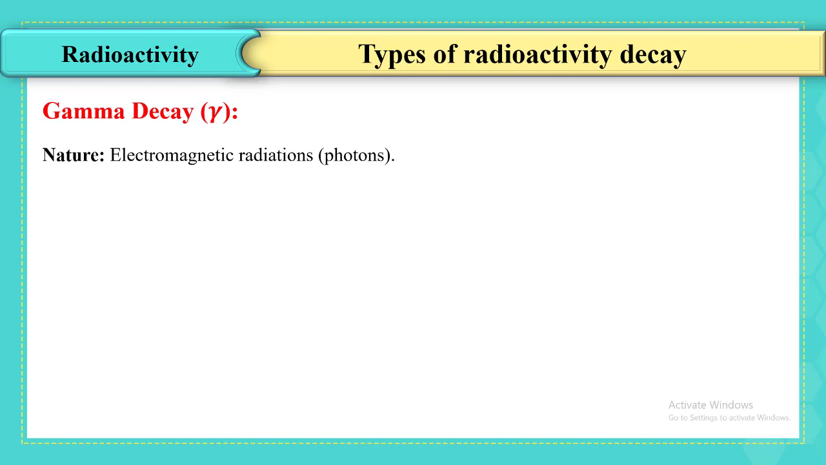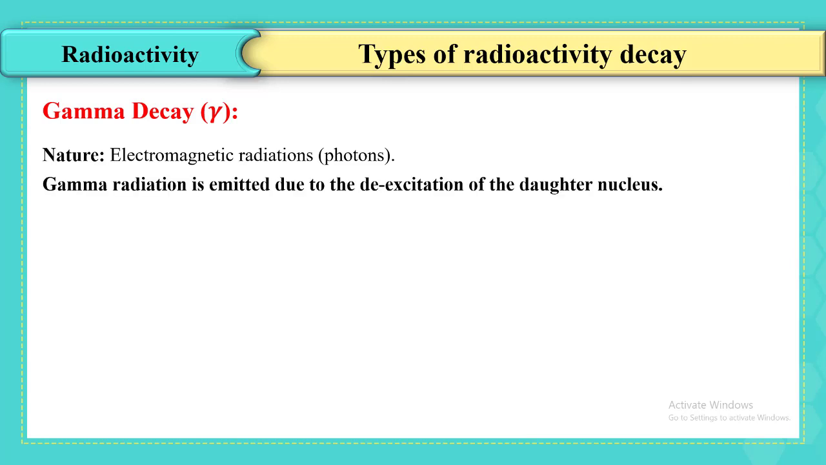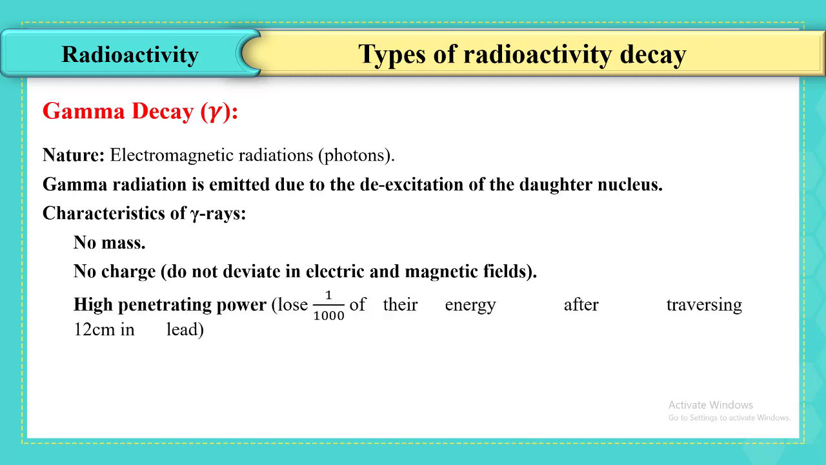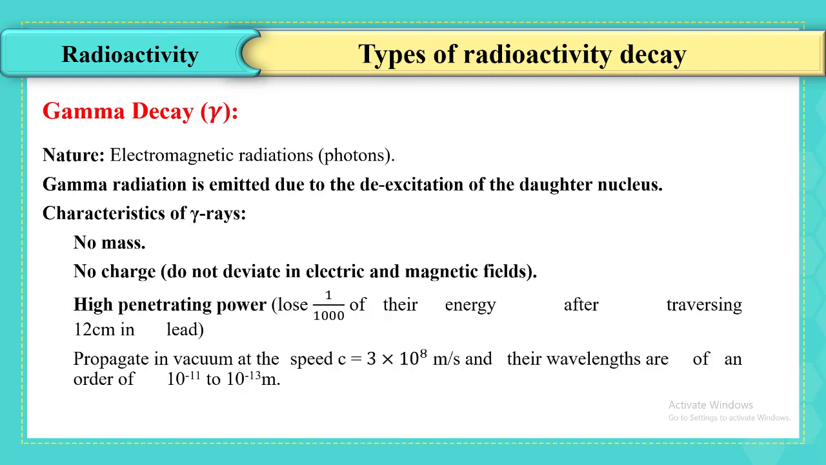It is an electromagnetic wave and it propagates at the speed of light. It has no mass and no charge. Also, it has high penetrating power. The general expression of gamma decay reaction is given here.